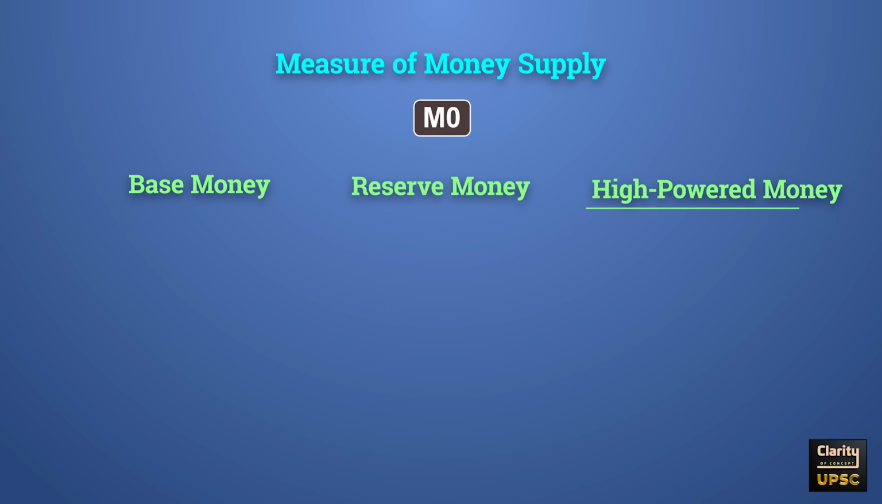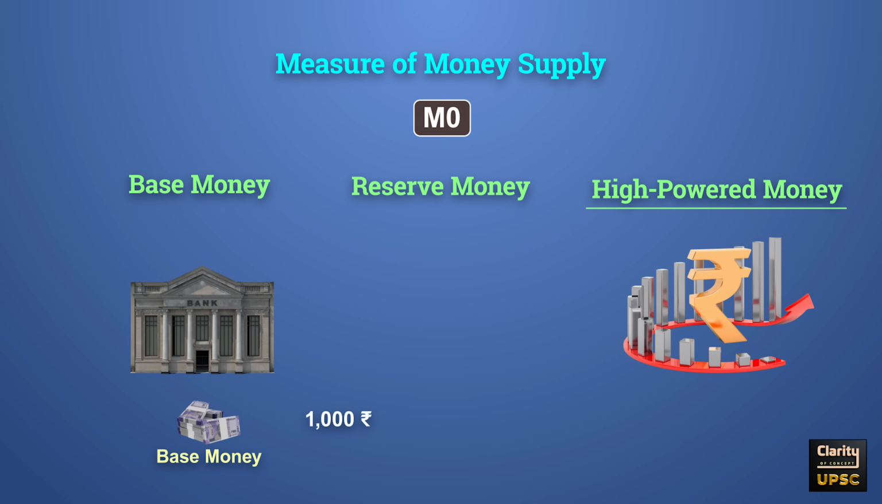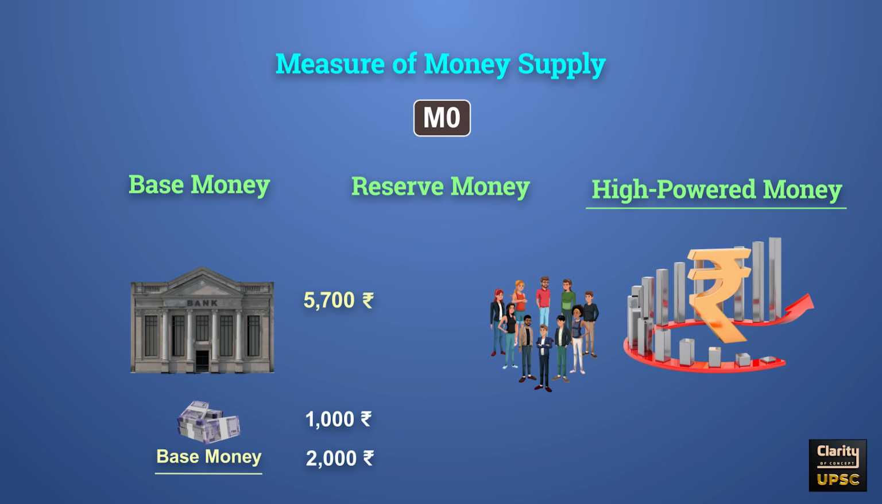Why is it called high powered money? Because it has a lot of power. It can create a lot more money in the economy. In our previous example, we saw that if a bank has 1000 rupees as base money, it can create 5700 rupees through lending. If you increase the base money to 2000 rupees, the money supply becomes around 11,400 rupees. So this base money has a big impact. That is why it is called high powered money.